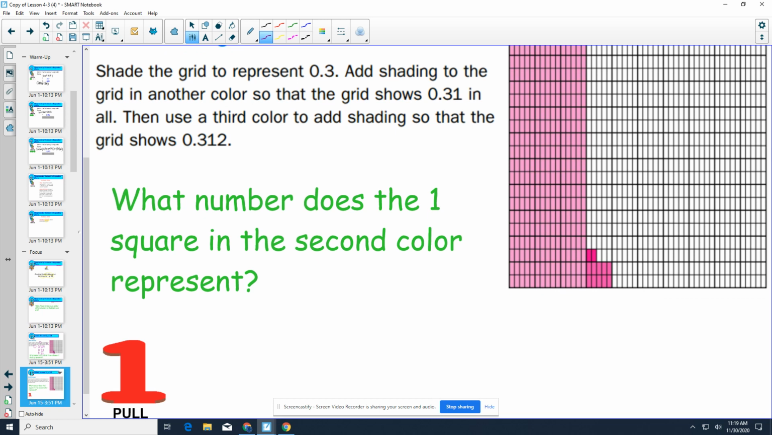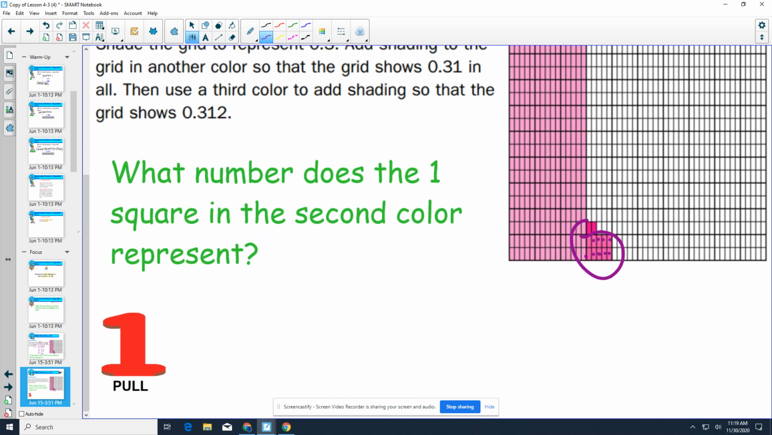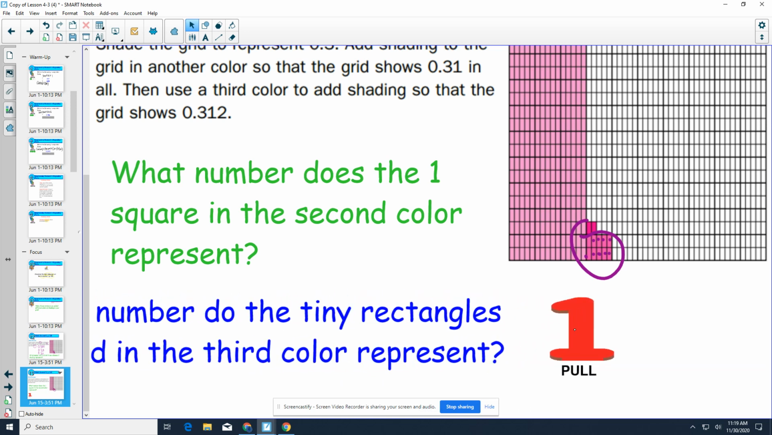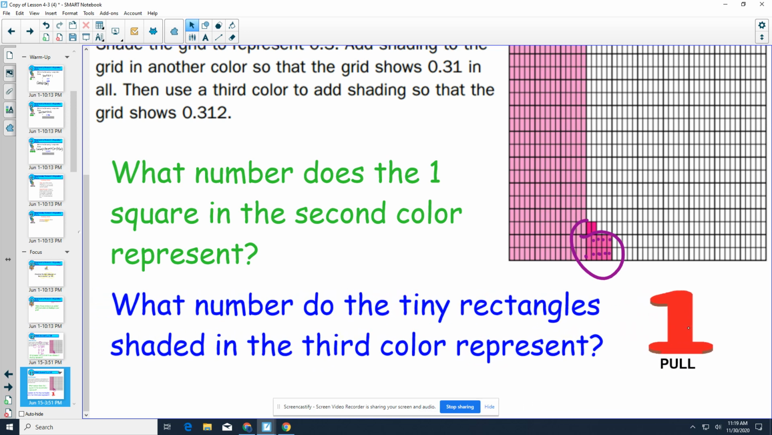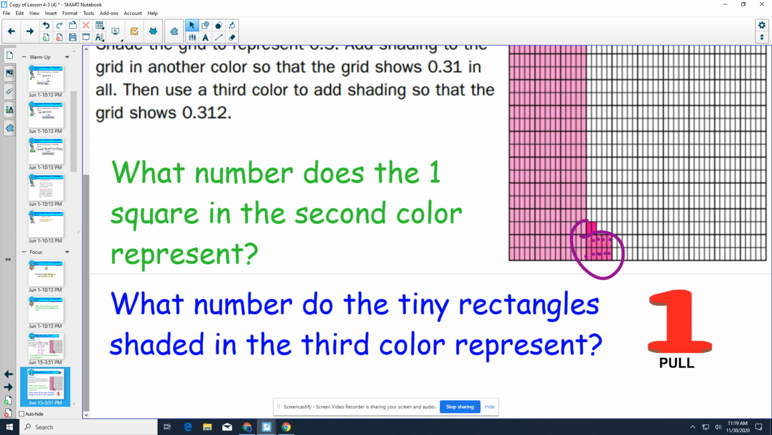Okay. So what does the first square and the second color represent? So if we look at the second color that we used here, we can see 1, 2, 3, 4, 5, 6, 7, 8, 9, 10. And we know that's 10 out of 1,000 total rectangles, right? So what number does the tiny rectangles shaded in the third color represent? So look at the third color. We have 1, 2. So that would represent, I'll just write it here, 2 thousandths. Because that's two little rectangles out of 1,000 of them. So I'd write that as 2 thousandths.